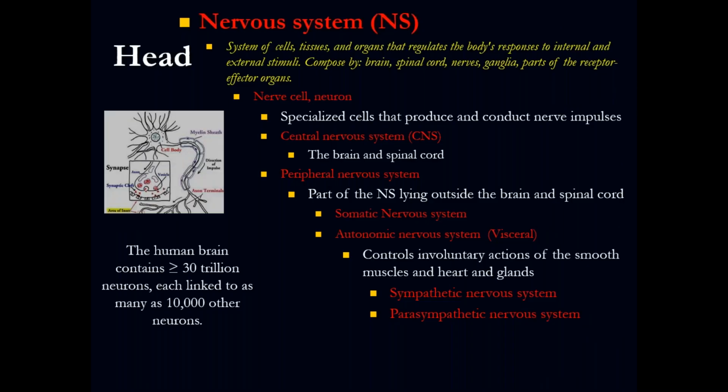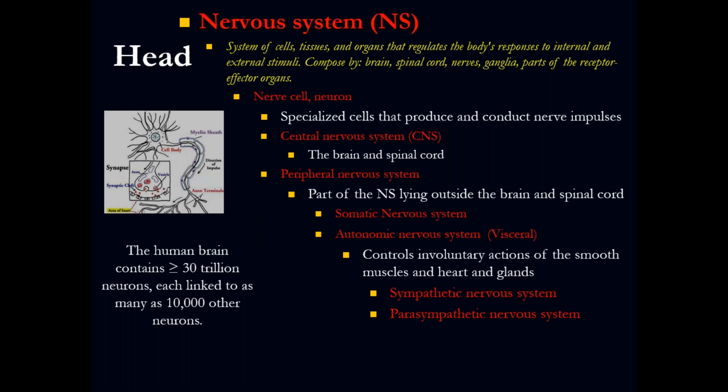What is this? Oh, okay. Let's talk about the nervous system. All right. In the nervous system, we have about 10% on the central nervous system, and 5% on the peripheral nervous system.